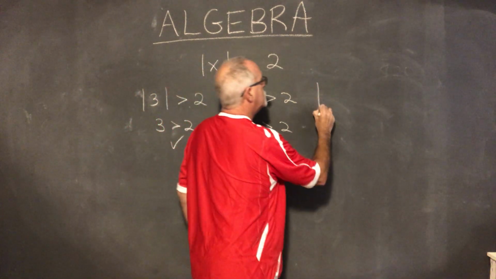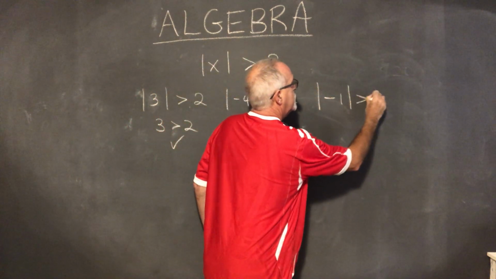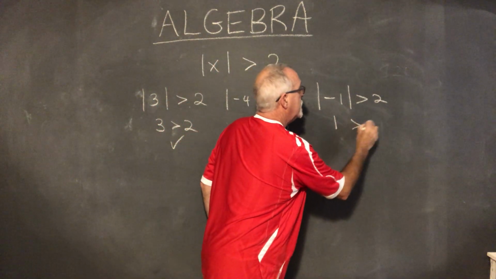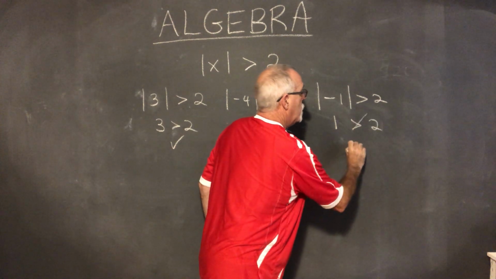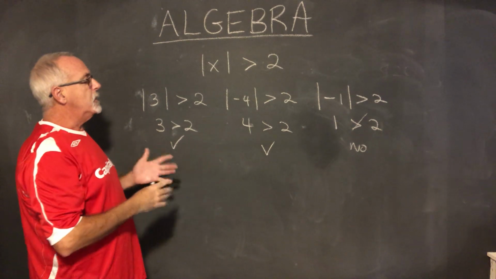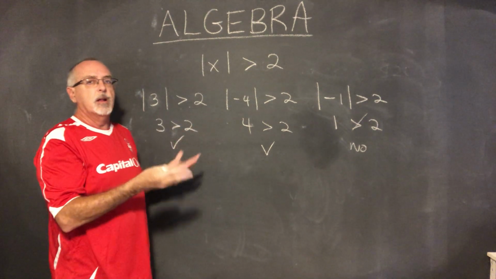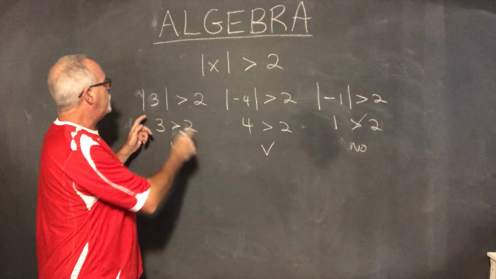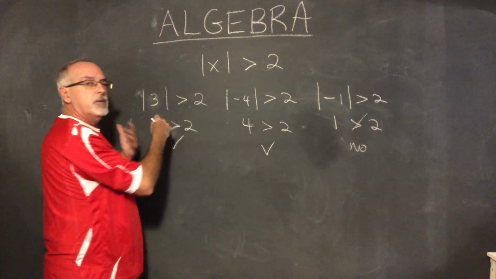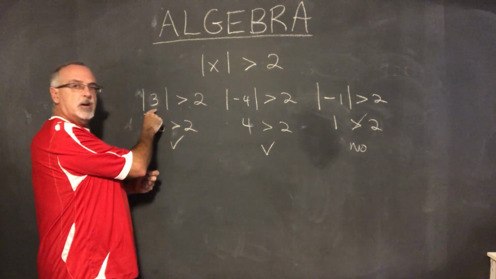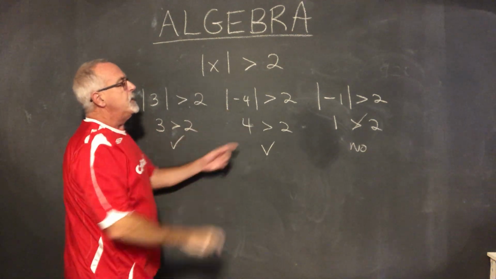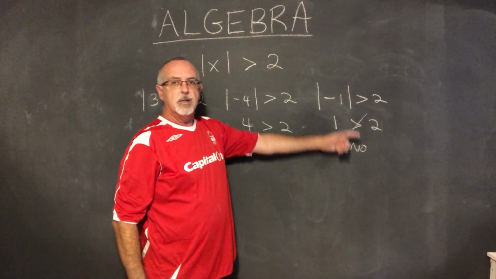How about the absolute value of negative 1? Is that greater than 2? Well, the absolute value of negative 1 is 1. Is 1 greater than 2? No, it doesn't work. So that gives us an idea of what our answers are going to look like. And then we can start looking at the pattern and realizing what's happening here. Whenever I have a value that is larger than 2, if I ignore whether it's positive or negative, 3 is larger than 2, that worked. 4 is larger than 2, that worked. But when I get values that are smaller than 2, it's not working.